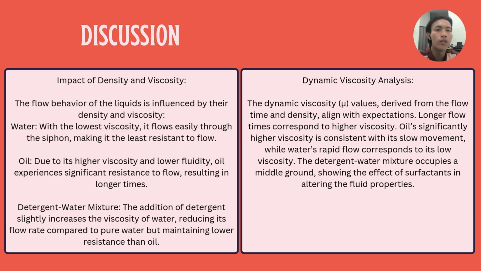The impact of density and viscosity. The flow behavior of the liquids is influenced by their density and viscosity. First one is water. With the lowest viscosity, it flows easily through the siphon, making it the least resistant to flow. Oil, due to its high viscosity and lower fluidity, experiences significant resistance to flow, resulting in longer times. Detergent water mixture. The addition of detergent slightly increases the viscosity of water, reducing its flow rate compared to pure water but maintaining lower resistance than oil.